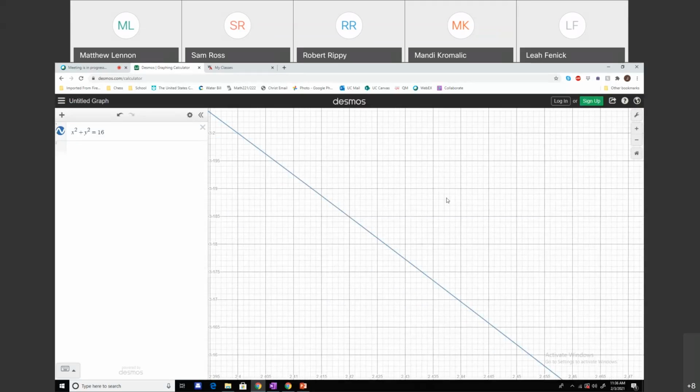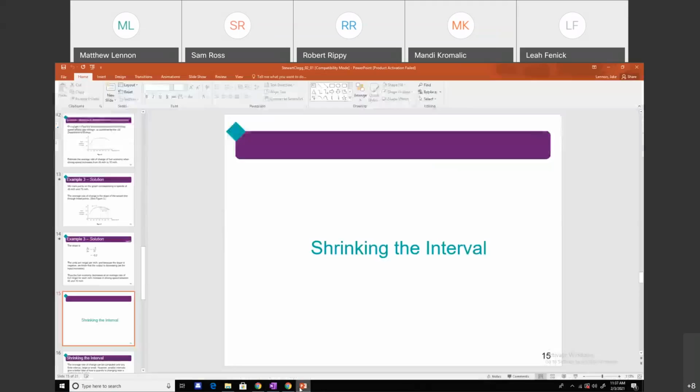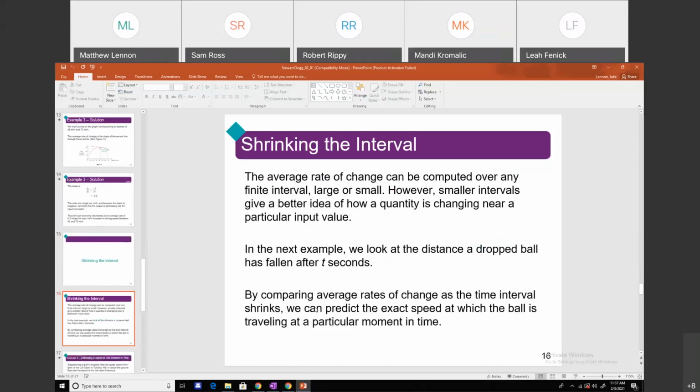So as you shrink the interval, this average rate of change is going to produce a graph that better and better and better models whatever you're trying to look at. So this is the idea of the derivative. Kind of if you zoom in on anything long enough, you're going to get something that's essentially pretty straight, as long as it's a smooth function. Okay, so shrinking the interval. You can compute it over any interval, large or small, but the smaller intervals are going to give you a better idea how they're changing near a particular point.